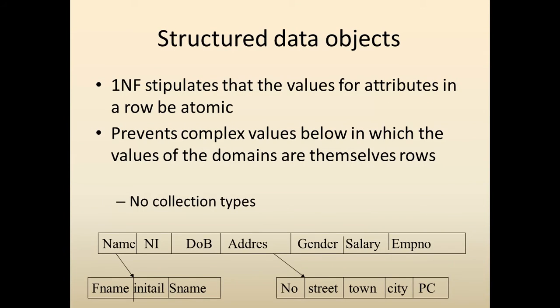Next, structured data objects. The first normal form, which you have learned about, stipulates that the value for attributes in a row be atomic. It prevents complex values in which the values of the domains are themselves rows. There are no collection types. Here, the name, NI, DOB, address, gender, salary and employee number: the name is composed of the first name, initial and surname, and the address is subdivided into number, street and so on. So these are the structured data objects.